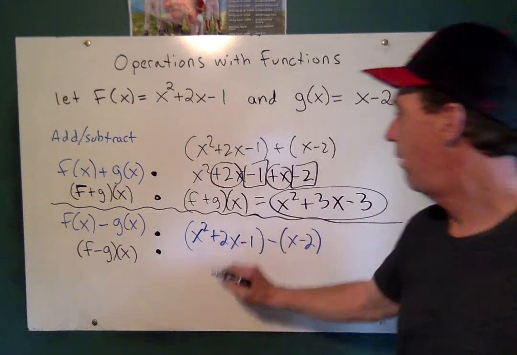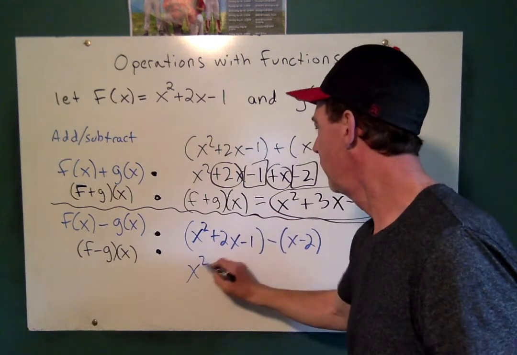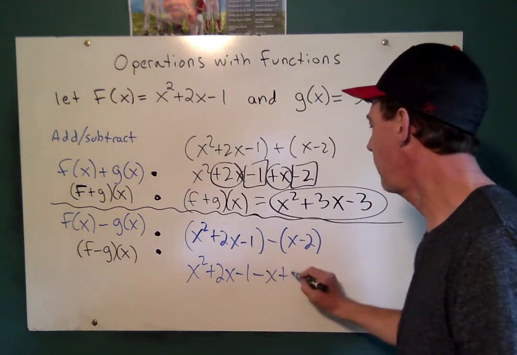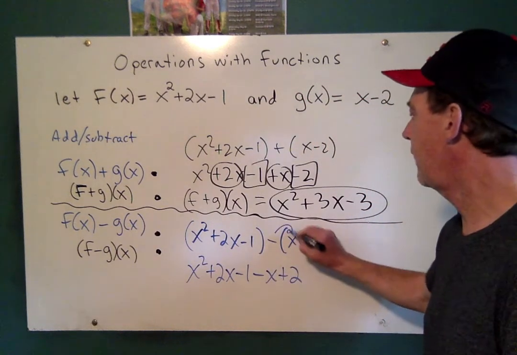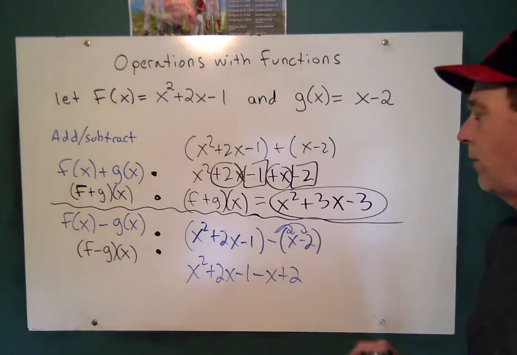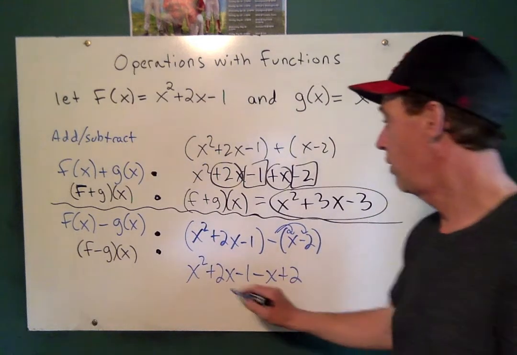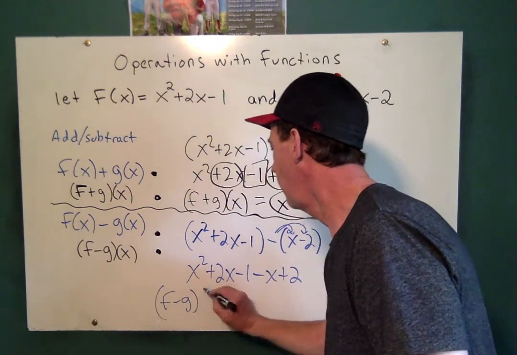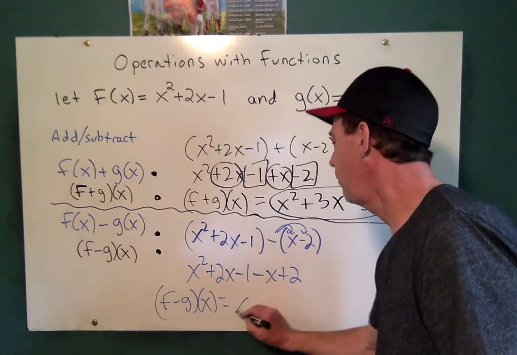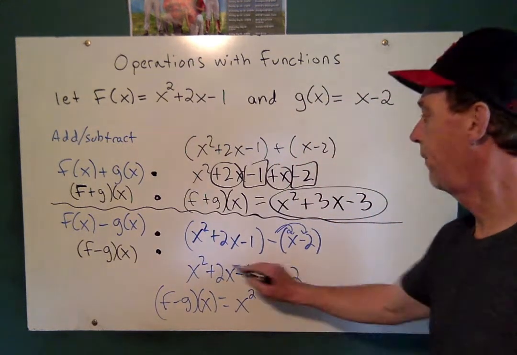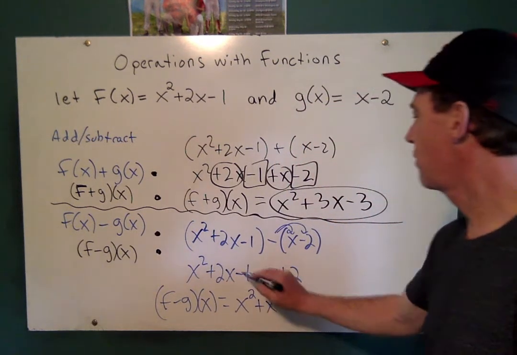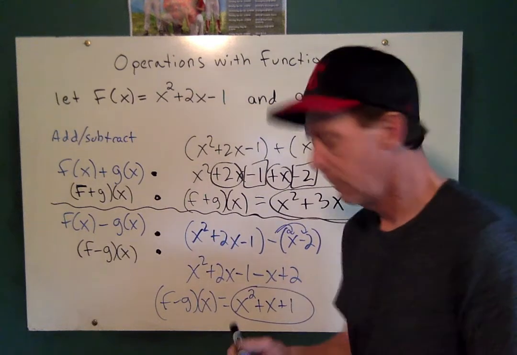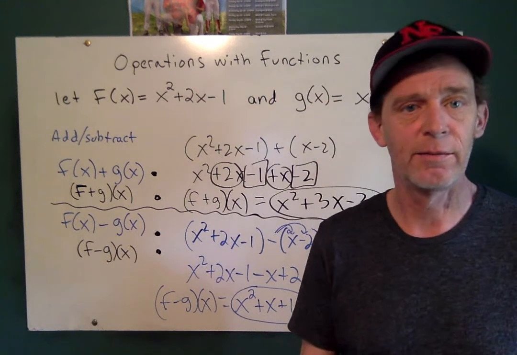So we would have x squared + 2x - 1, and then minus x and plus 2, distributing out the negative sign. That's a plus 2 there. And then we combine our like terms, and we would have (f - g)(x) is equal to x squared + x + 1. And that's it for adding and subtracting.